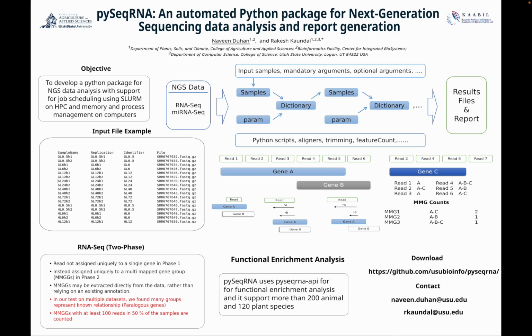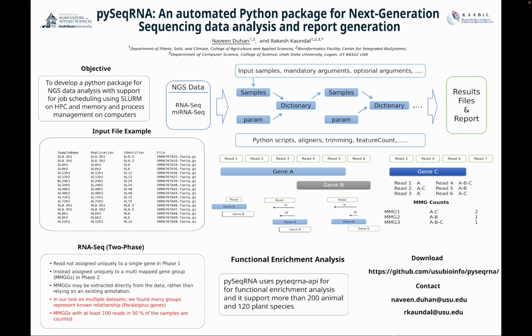processes on local computers. Before executing pySeqRNA, the user needs to provide an input file in the following format: sample name, replication, identifier, and the file. In case of paired end data, the user can add another column, that is file 2.